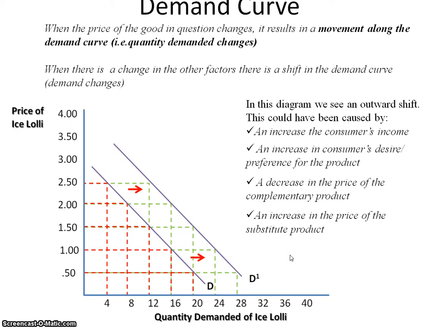And what we can conclude is that your demand curve can shift when there is a change in the consumer's income. It can shift when there is a change in the consumer's preference for the product or their desire for the product. It can shift when there is a decrease in the price of the complementary product or an increase, and it can change when there is a change in the price of the substitute product. Now, to be specific to our example, the shift to the right depicts that the consumer will demand more.